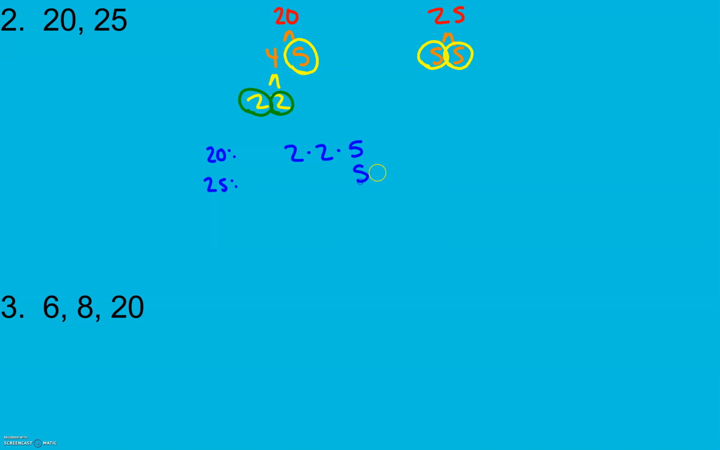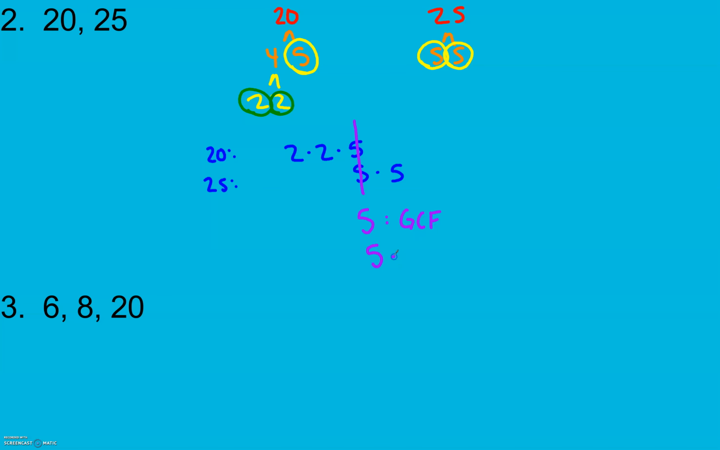Try 2, please. So between 20 and 25, I'm going to do a factor tree for each. 4 times 5 and 5 times 5. 4 is 2 times 2. 5 is prime. 2 is prime. So 20 is going to be 2 times 2 times 5. And 25 is going to be 5 times 5. My greatest common factor is 5.